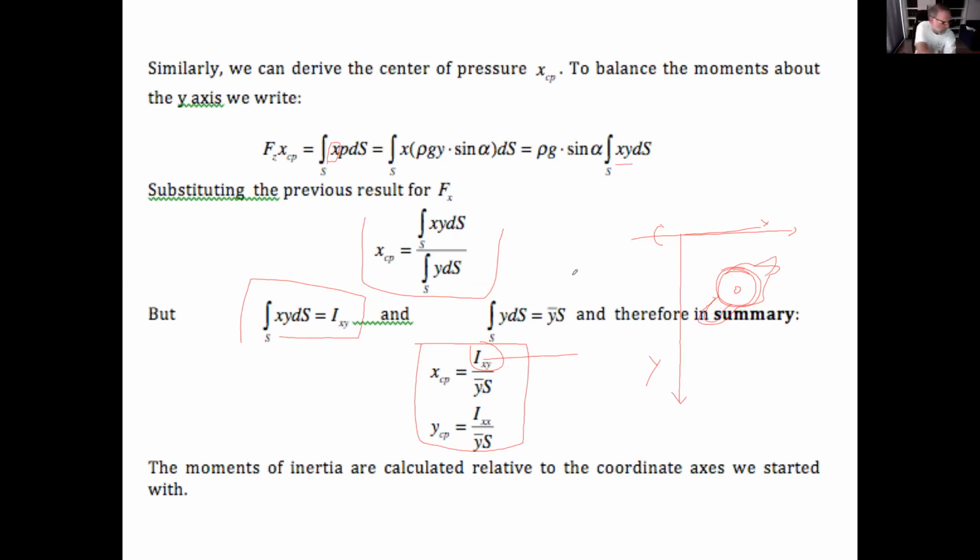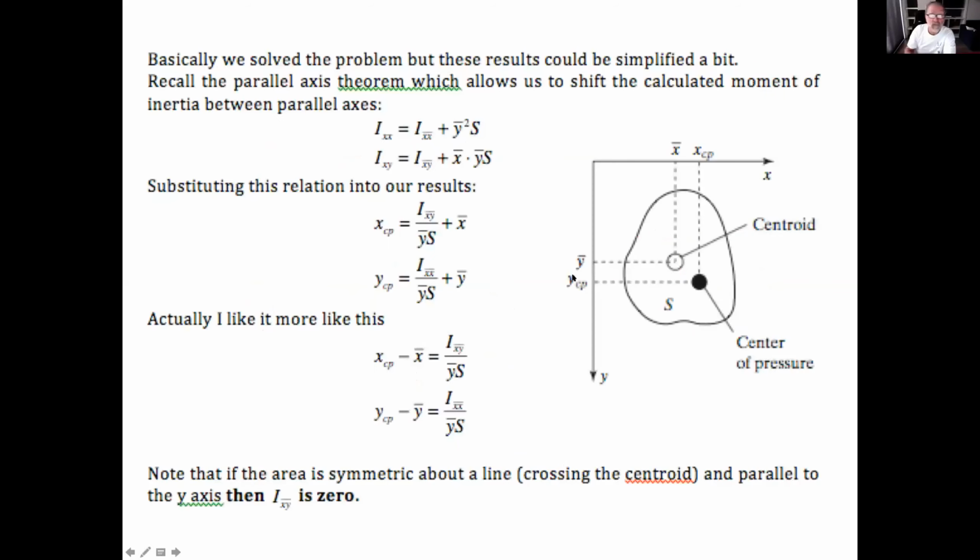Okay, how are we doing? We have a few minutes left.